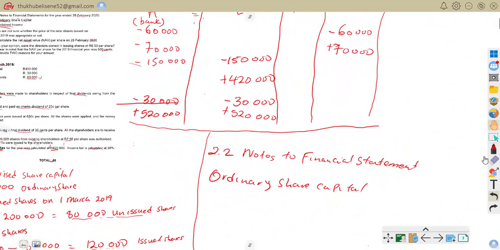So here we are on our ordinary share capital. We are first going to start with authorized share capital. So how much is our authorized share capital? The authorized share capital is what? 200,000 ordinary shares. So now we come to 200,000 ordinary shares.